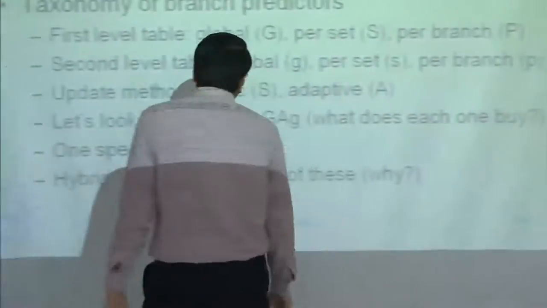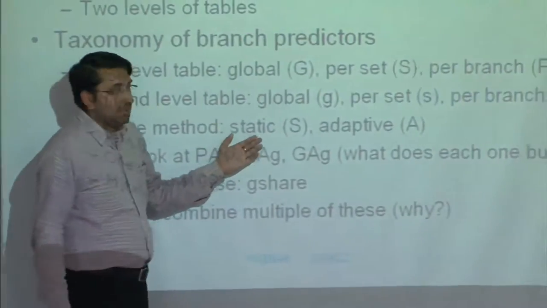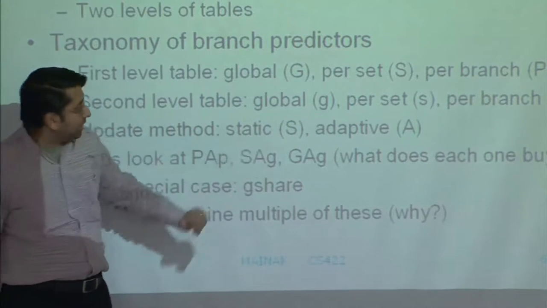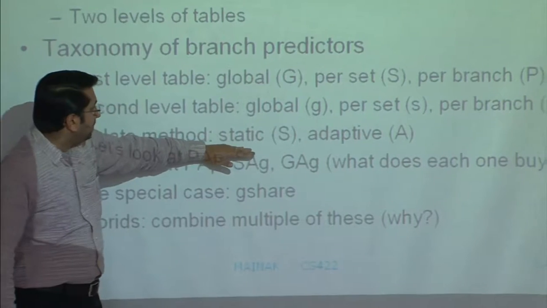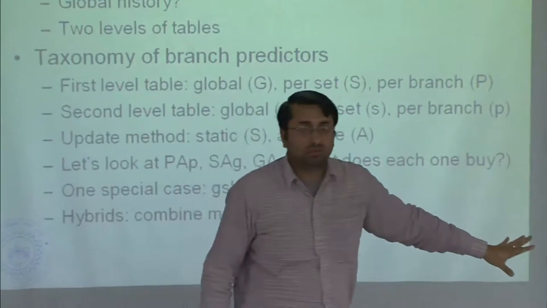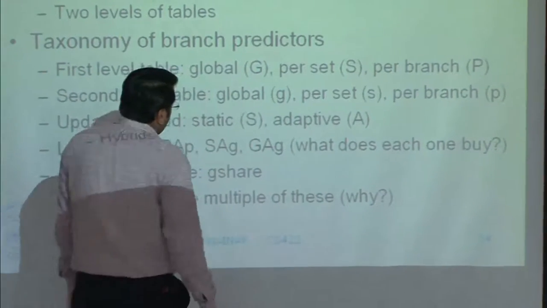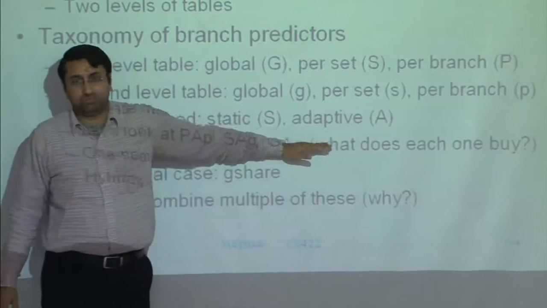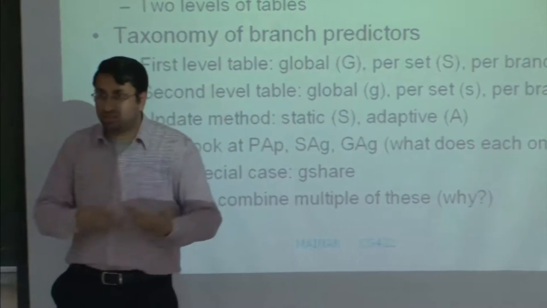And then you have the update method. One is a static method, usually not used. Here you statically encode this table at boot time. You program the table statically, so there is no update as such. The other one is called adaptive update, which is more popular. As you go on, you learn and update your tables.